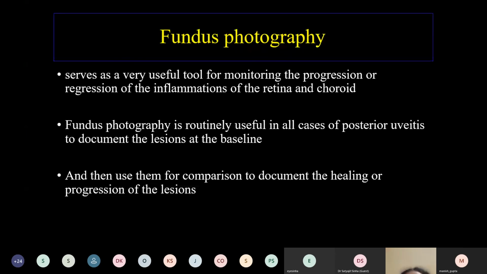So the first and foremost, which may be ignored by many of you, like I said, I started with fundus fluorescein angiography, but before that, most important is fundus photography. And we really don't pay much attention to it. And as a student, you must, and I'll tell you why. It serves as a very useful tool for monitoring the progression or regression, that is improvement, of the inflammation of the retina and choroid. Fundus photography is routinely useful in all cases of posterior uveitis to document the lesions at the baseline, and then use these photographic images for comparison to document the healing or progression of the lesions.